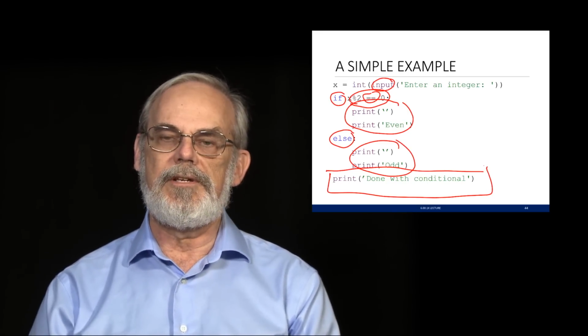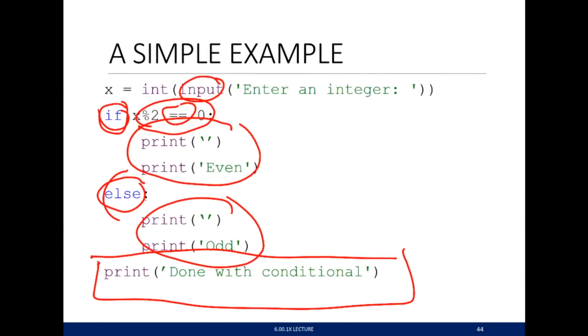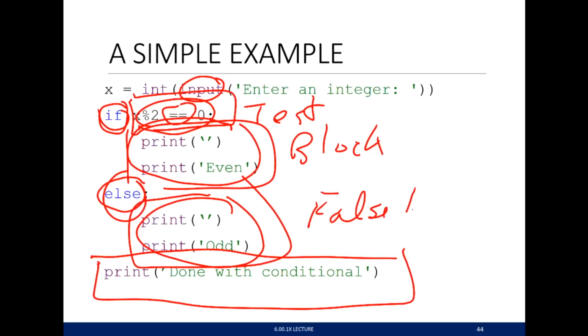But what I want you to see here is a couple of things. This if-else structure. And I said in a branch there should be three pieces, and you can see them. There's the test. There's the first block. That's the true block. And there's the false block.